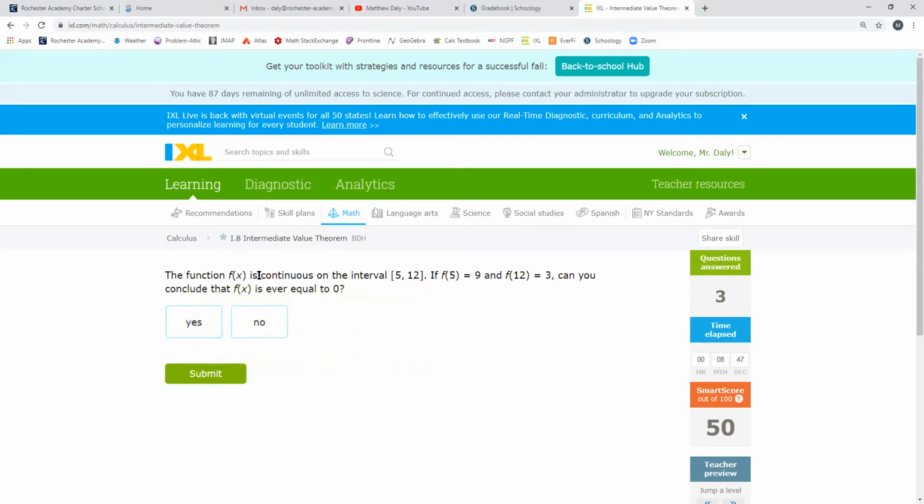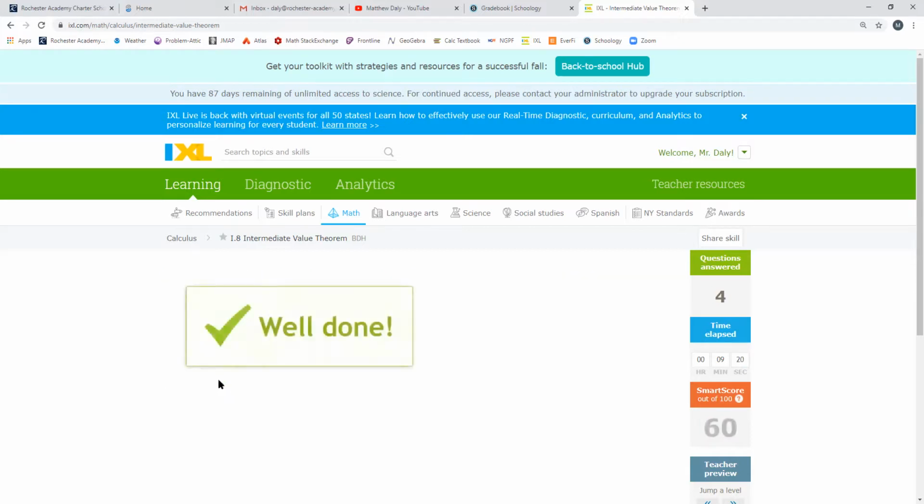All right, and the function f of x is continuous on the interval 5, 12. I'm going to let you read these. I'm just going to take a few seconds and then I'm going to answer them. So this time, our range of values we're sure about goes between 9 and 3. So 0 is not in that interval, so I can't be sure that there's ever a value that does. Some functions will go outside that range, but you can't be confident that it will.